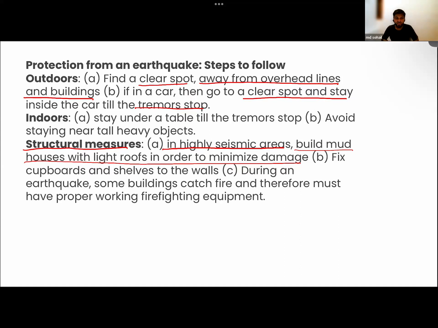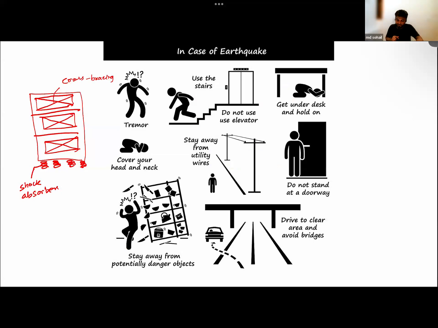During an earthquake, some buildings catch fire and therefore must have proper working firefighting equipment, right? So earthquakes can trigger other accidents as well, right? Okay, see this photo here. One more thing here is that do not use the elevator in earthquakes, because most likely the cable of the elevator might break, or the person might get stuck inside the elevator.